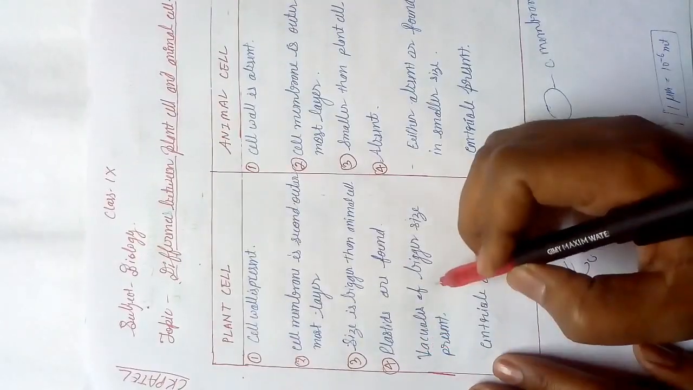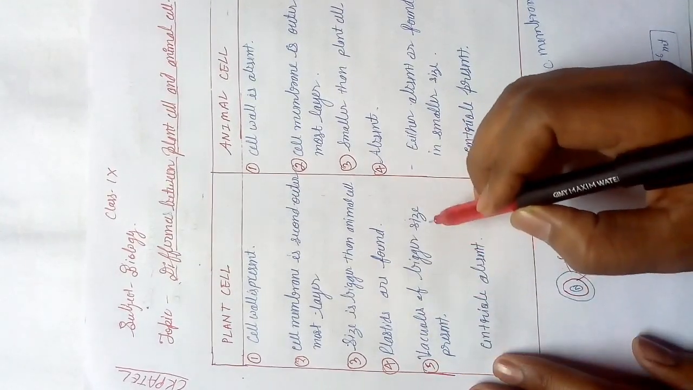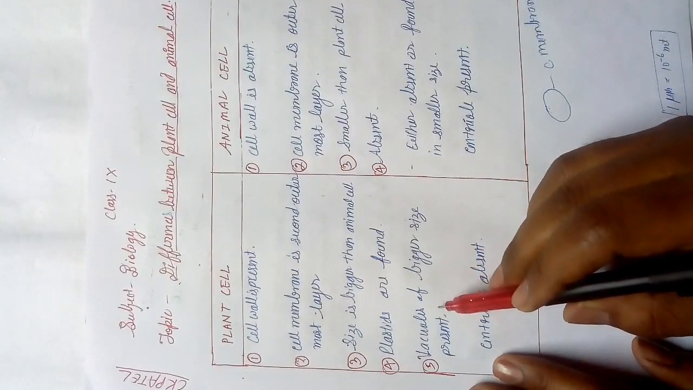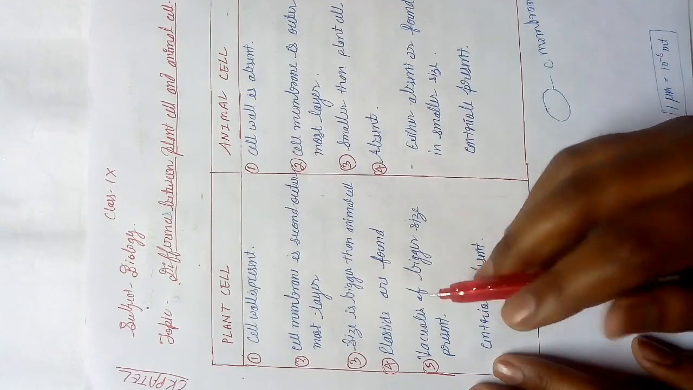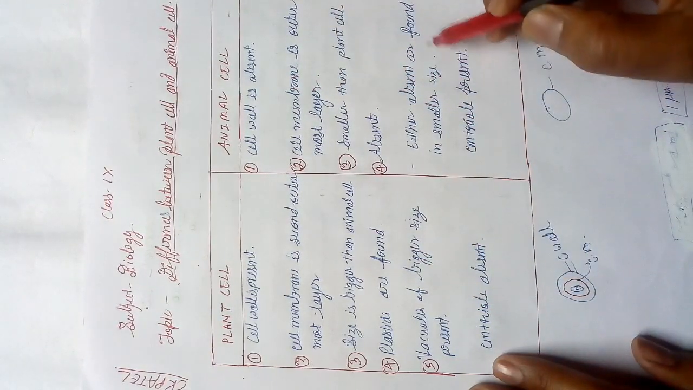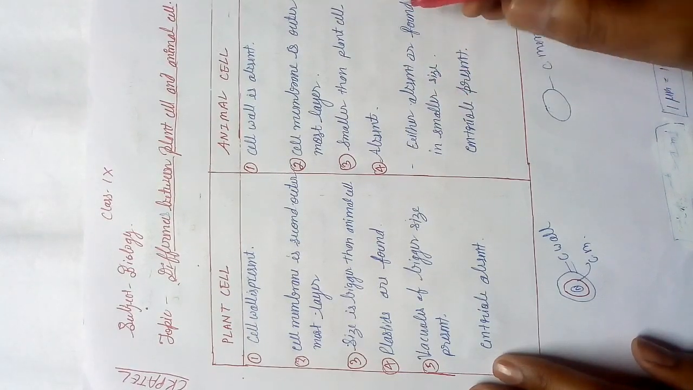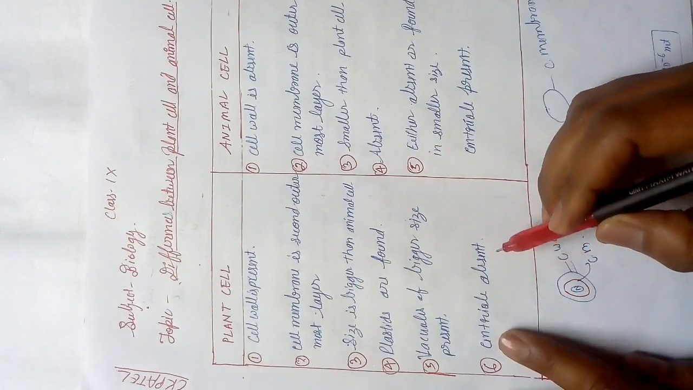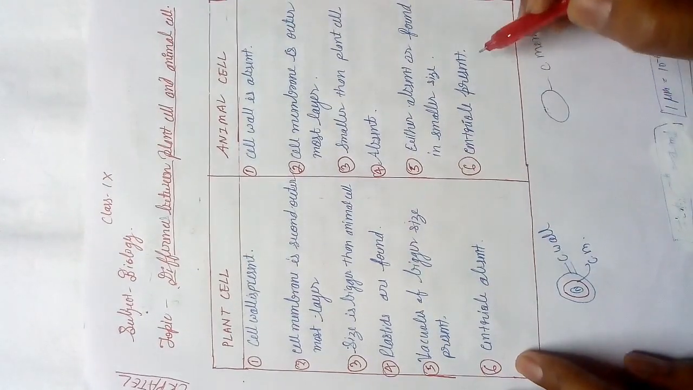Next, in the plant cell, vacuoles of bigger size are present. Not in many numbers, but they are present in only 1, 2 or 3. But in the case of animal cells, they are either absent or found in smaller size. So this is the fifth difference. Sixth, the centriole is absent in plant cells, and here in animal cells the centriole is present.